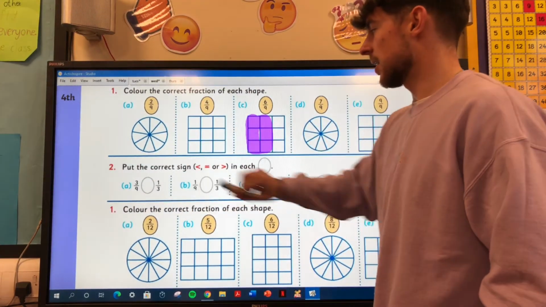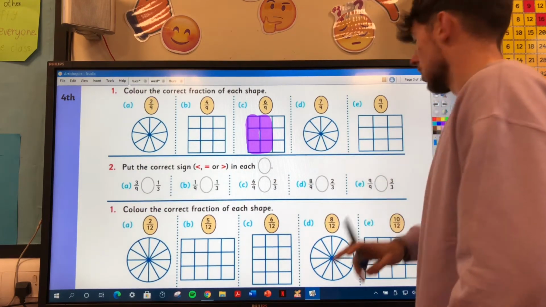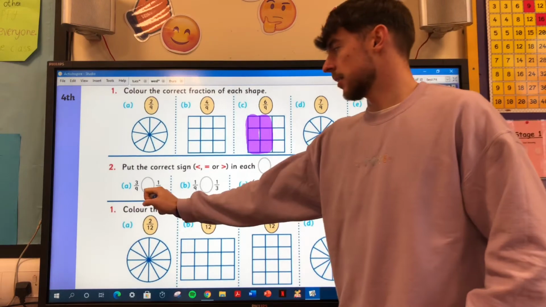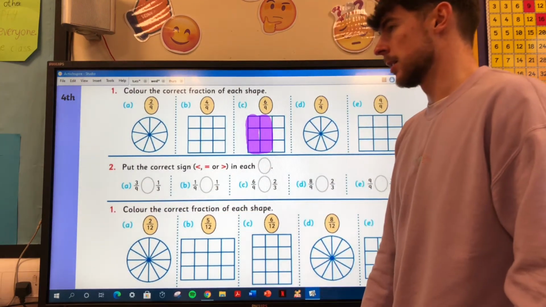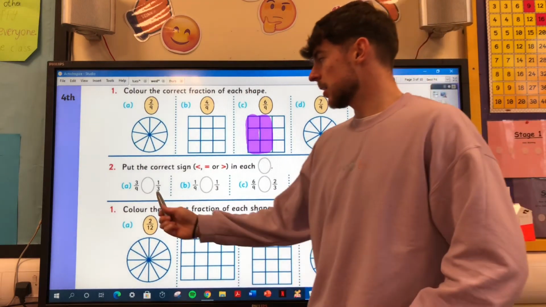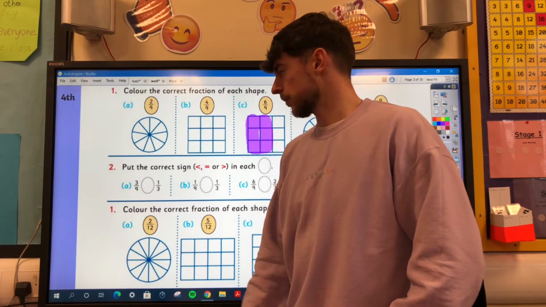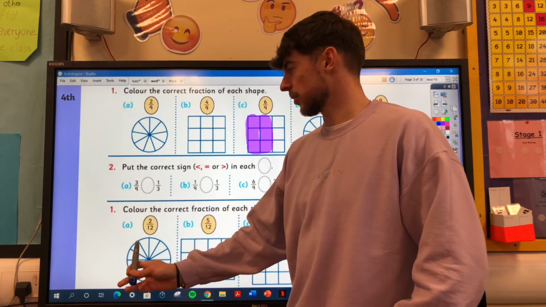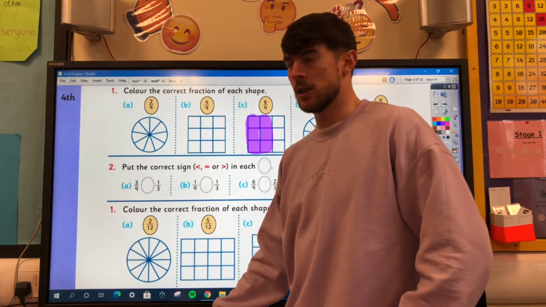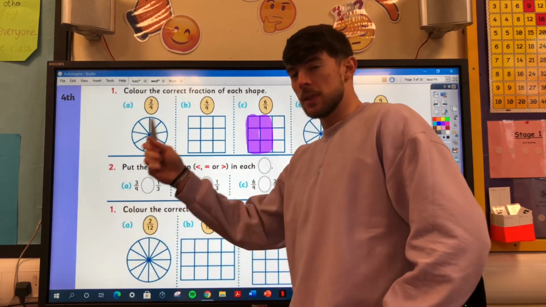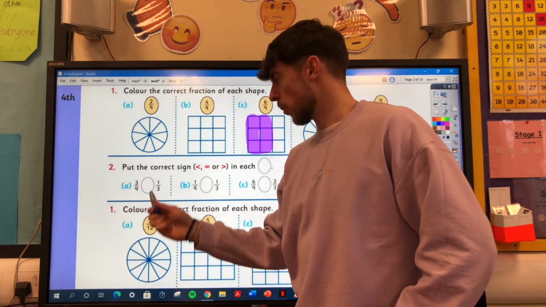Put the correct sign in each box, alright? So what sign are we going to put in here? 3/9 is something to 1/3. So what do we do to 9 to get the 3? We divide by 3 and we get 3. So 9 divided by 3 is equal to 3. So whatever we do to the bottom, we do to the top. So 3 divided by 3 is equal to 1.